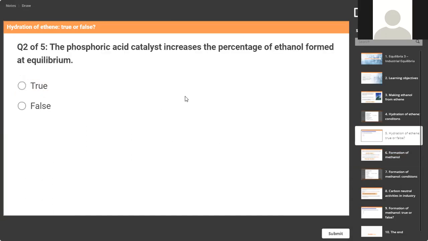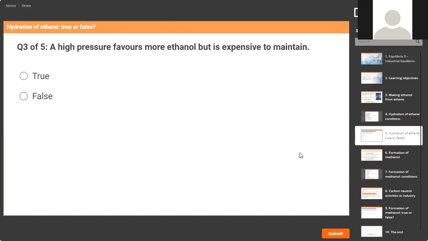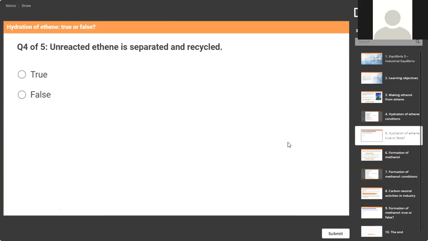The phosphoric acid catalyst increases the percentage of ethanol formed at equilibrium. That's false. High pressure favors more ethanol, but is expensive to maintain. True. Unreacted ethene is separated and recycled. True.